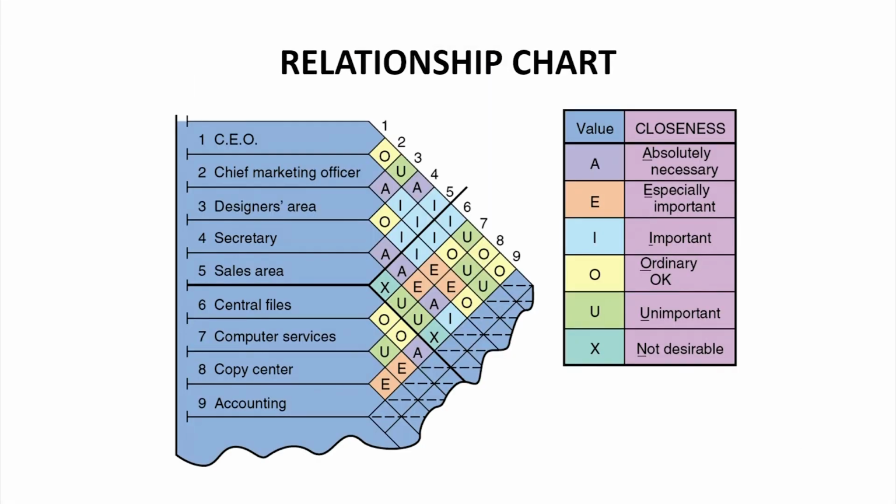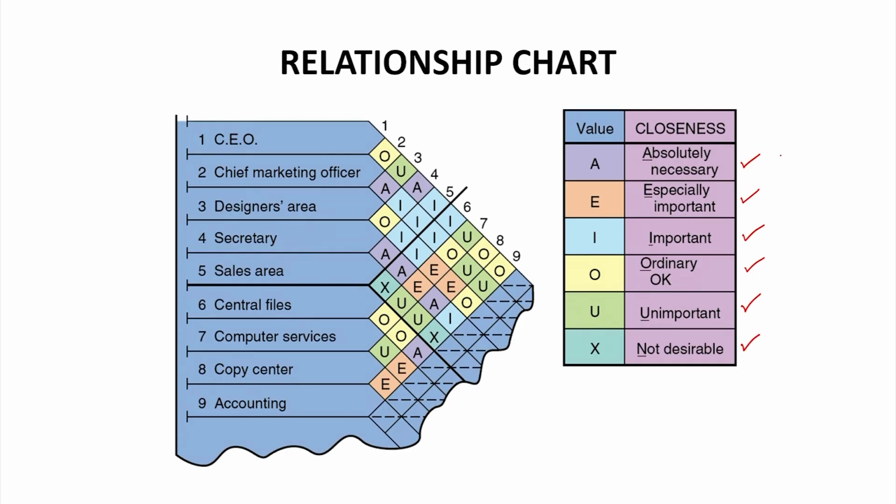We can use this kind of relationship diagram also, where I said that we use these symbols. A means absolutely necessary, E is especially important, I is important, O is ordinary closeness okay, U stands for unimportant and X stands for not desirable.